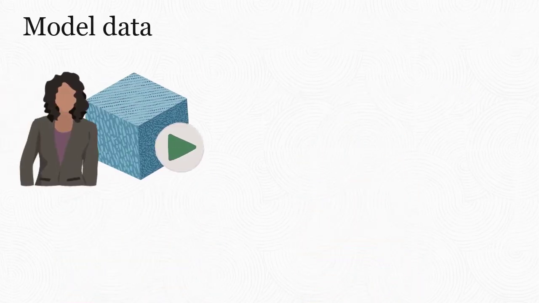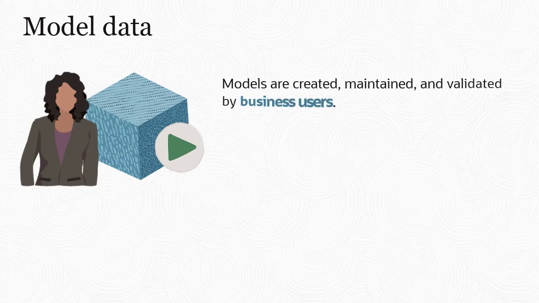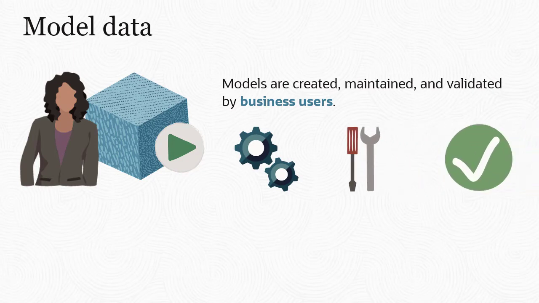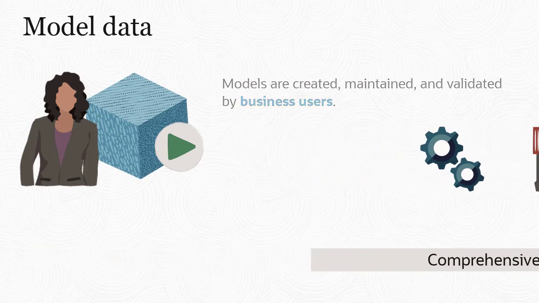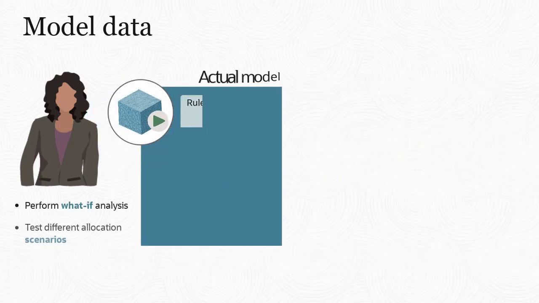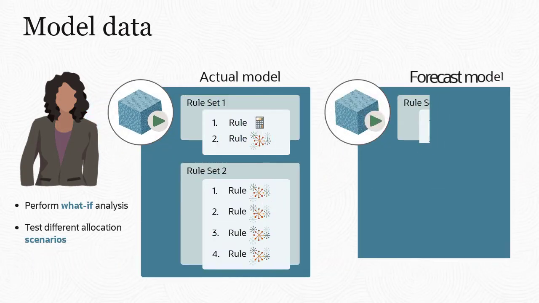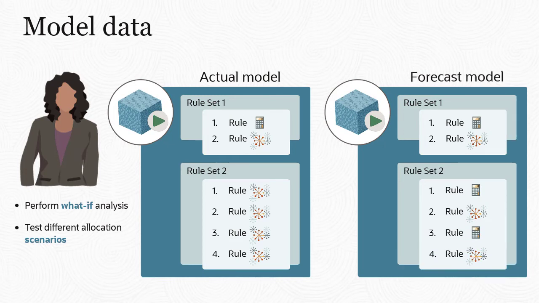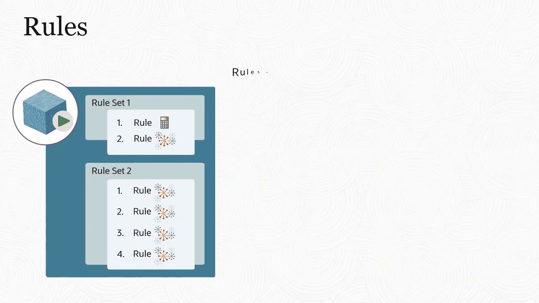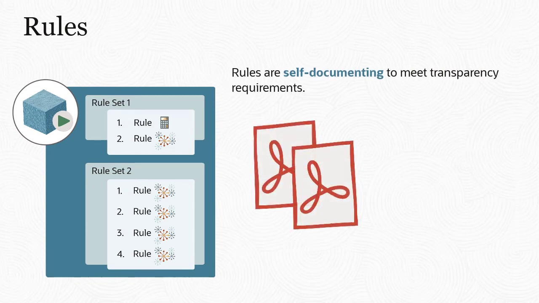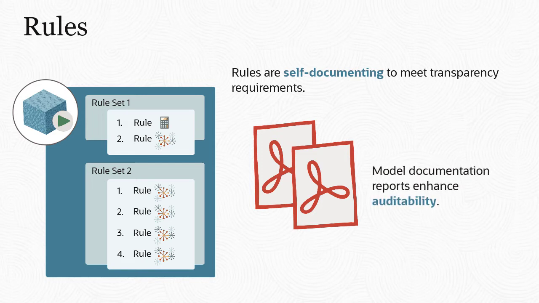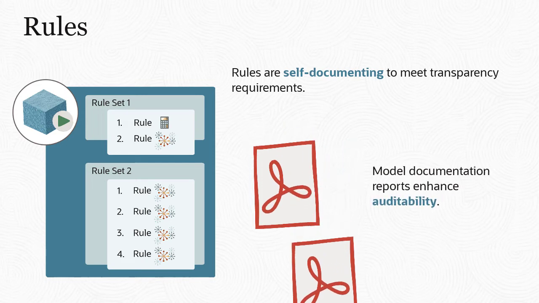The entire modeling process in enterprise profitability and cost management can be easily created, maintained, and validated by business users, providing comprehensive control and transparency. You can create multiple models with different sets of rules for actuals, budgeting, forecasting, and scenario modeling. Rules are self-documenting, and you can generate model documentation reports to meet transparency requirements. Model documentation reports enhance the auditability of your calculations.